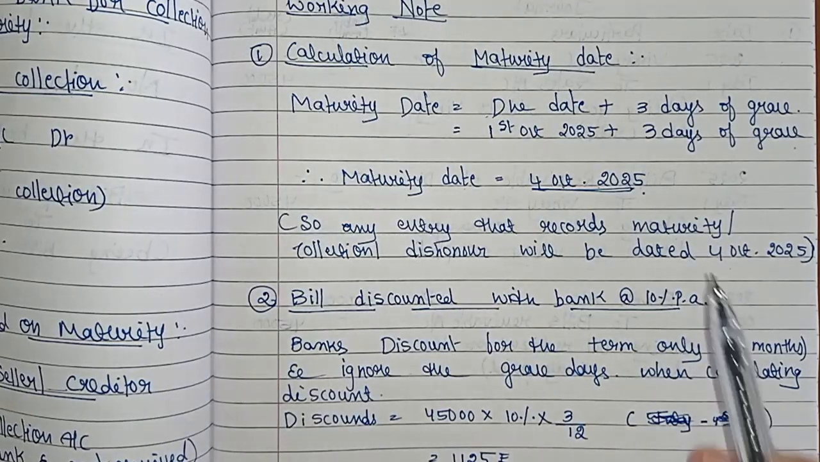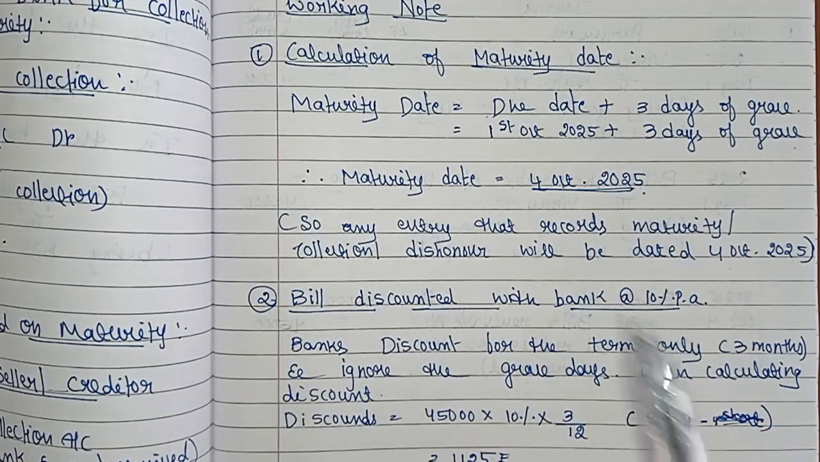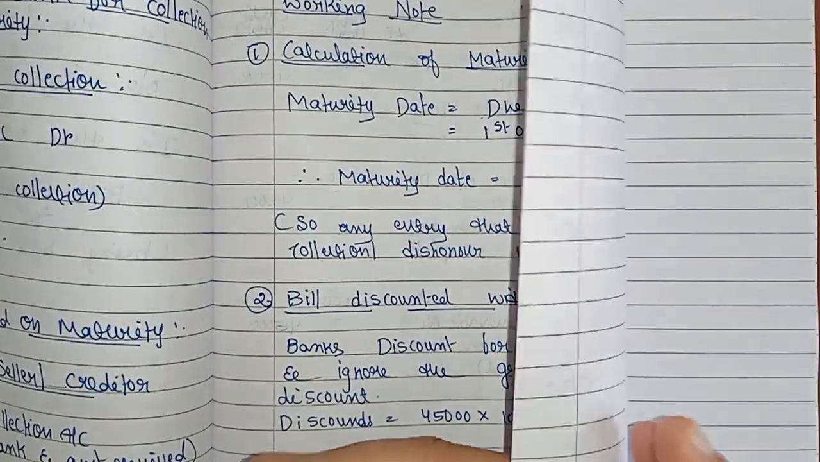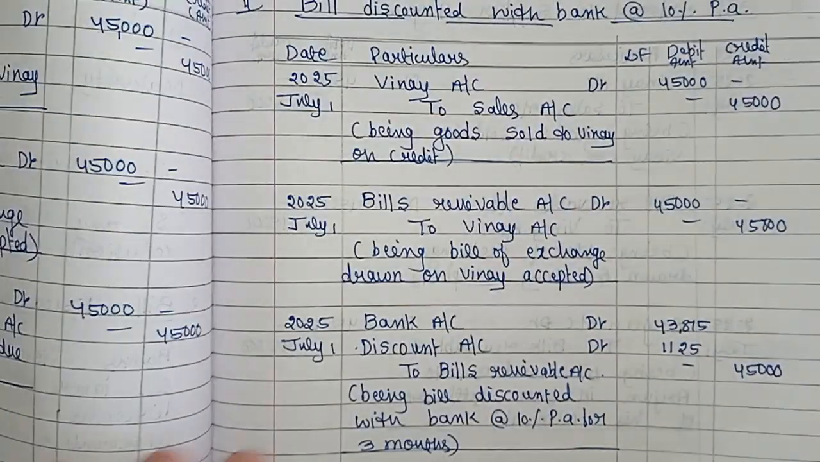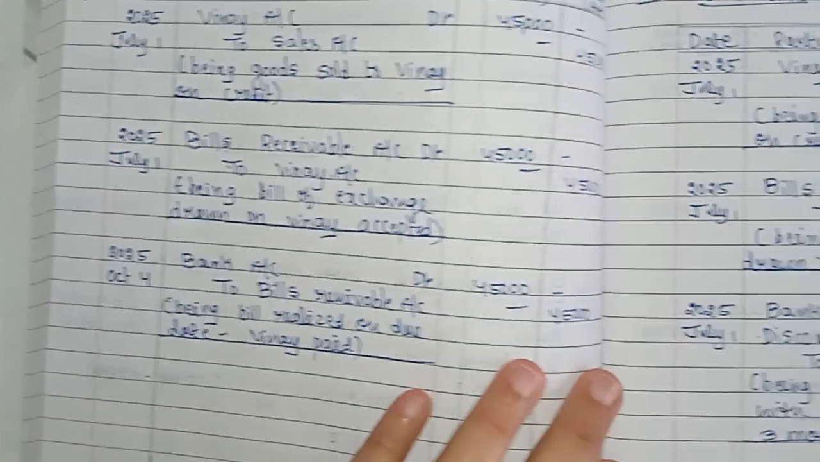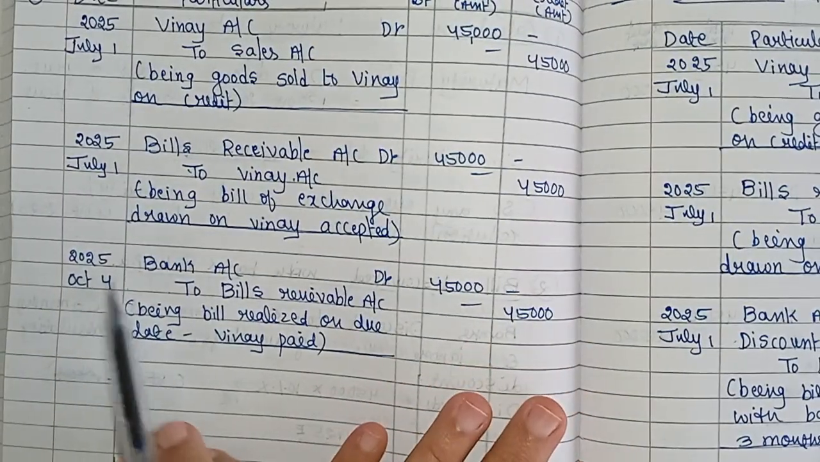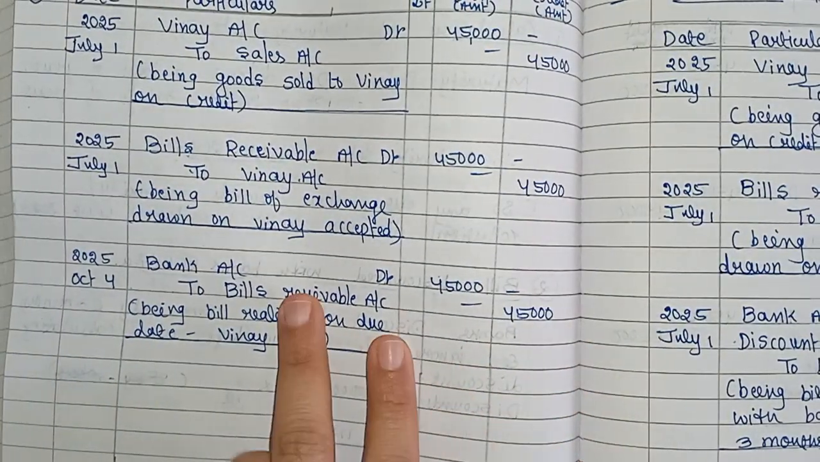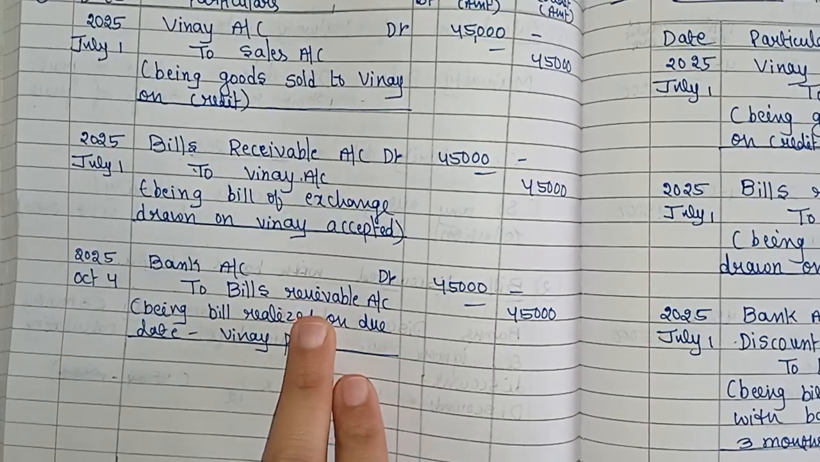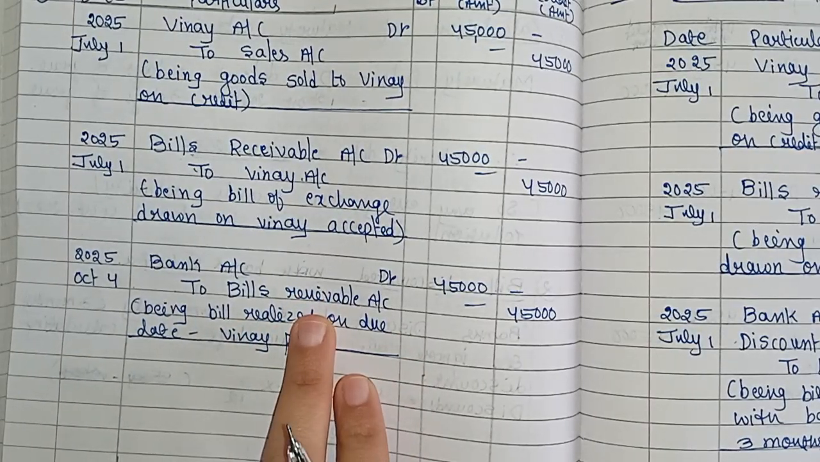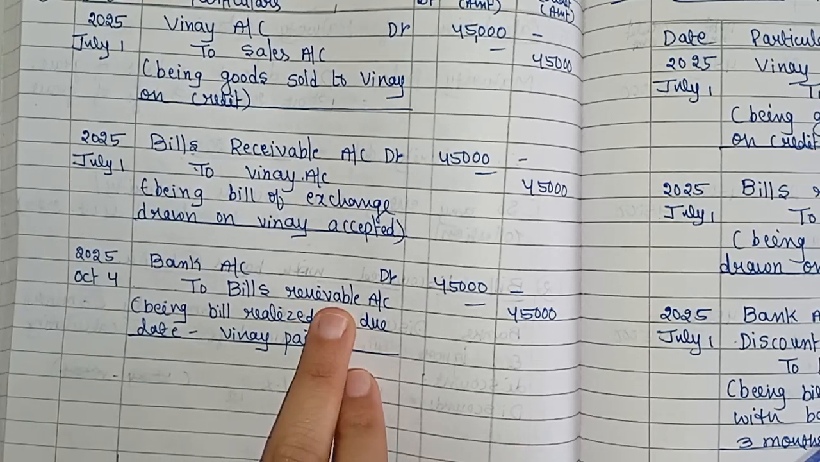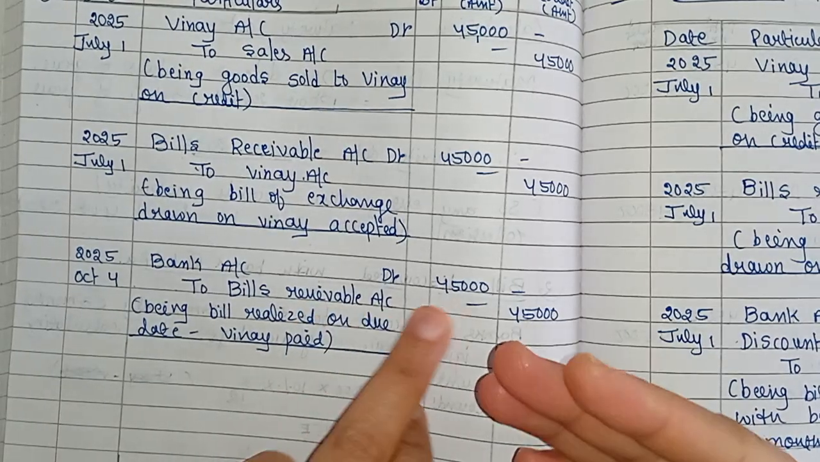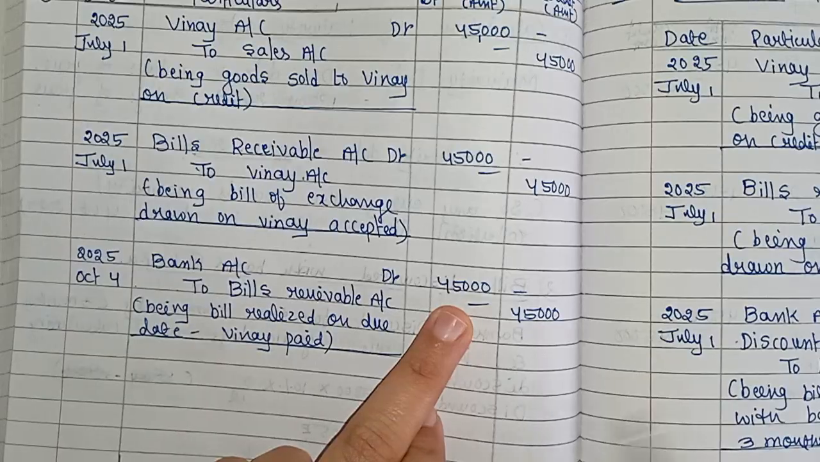So this calculation of finding the maturity date is very important, because in journal entries we have to write down the date correctly. Clear? So write down: on October 4, 2025, Bank account debit to Bills Receivable account. Cash or bank account means debit what comes in, and bills receivable, credit what goes out, that is rupees 45,000.